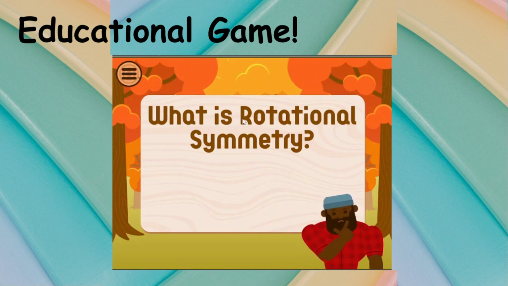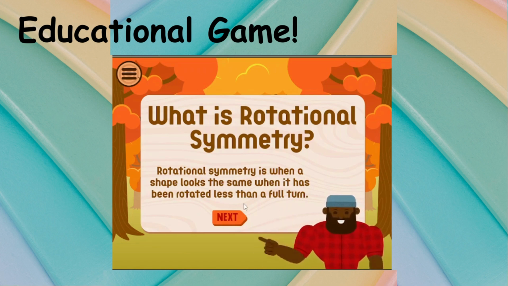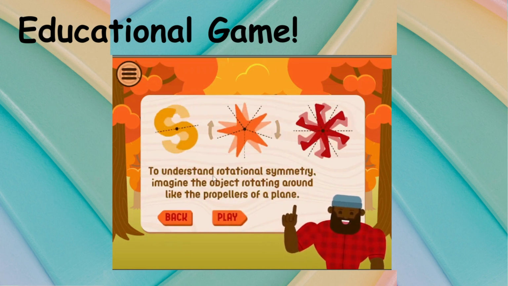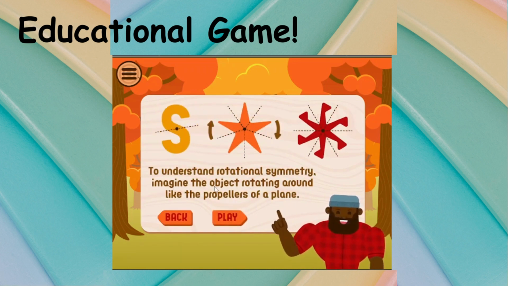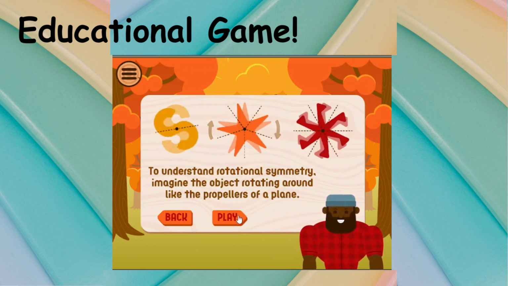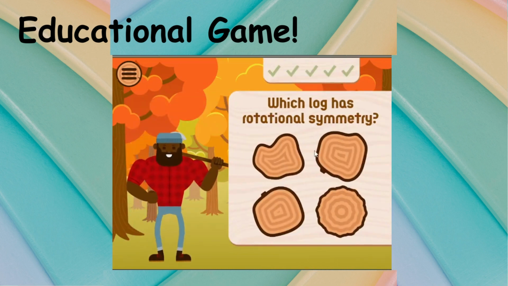What is rotational symmetry? Rotational symmetry is when a shape looks the same when it has been rotated less than a full turn. To understand rotational symmetry, imagine the object rotating around like the propellers of a plane. Which log has rotational symmetry?